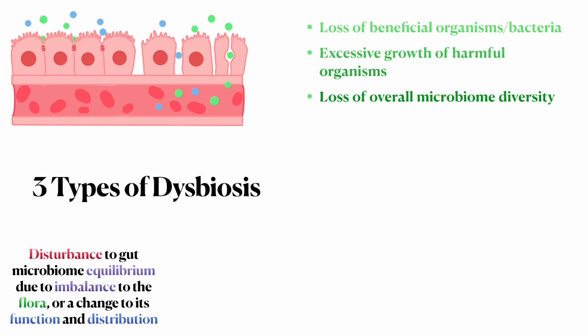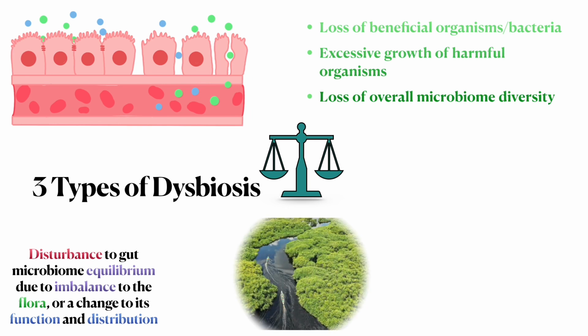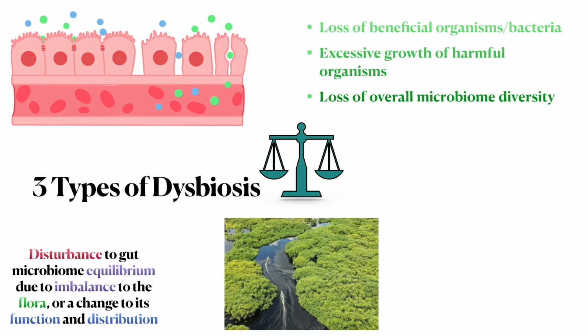There are 3 different types of dysbiosis. One is a loss of beneficial organisms or bacteria. It may be that the good bacteria that are meant to be there are just low in number, so they're depleted. In that case, we have to improve that. Another thing that can happen is an excessive growth of potentially harmful organisms. This may lead us to have to use some antimicrobial therapies to try and shift the balance in the other direction, to swing that pendulum to the other side.